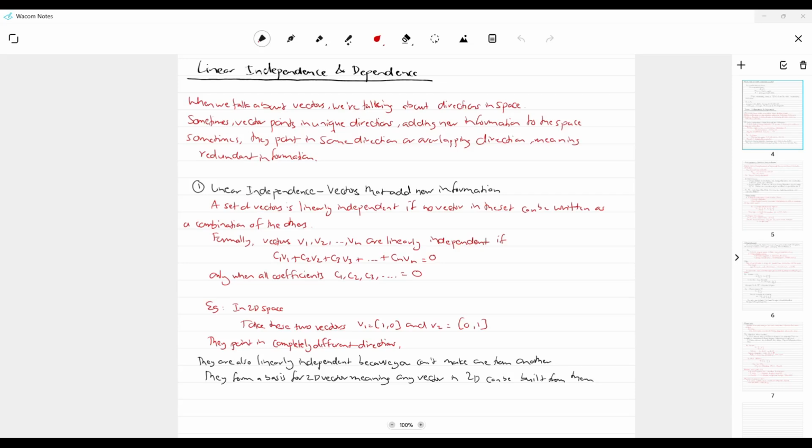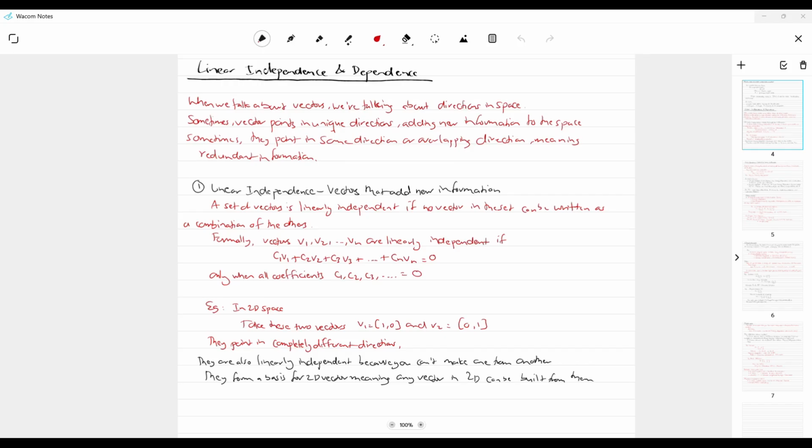In the last video, we explained transformations, rotation, scaling and shear and saw how matrices can stretch, rotate or distort space. Today, we're going one step deeper. But before we talk about how matrices change vectors, we need to understand how vectors relate to each other. Do they bring new information or are they just duplicates pointing in the same direction?